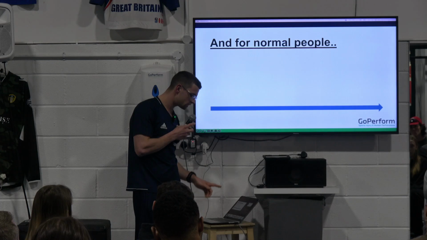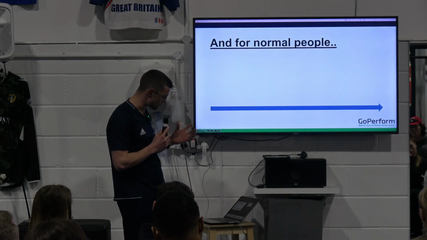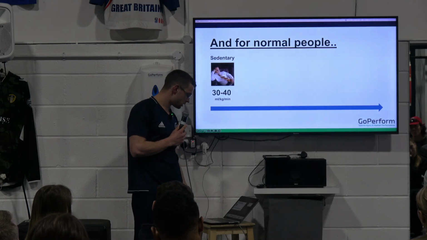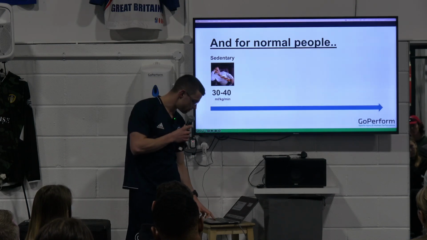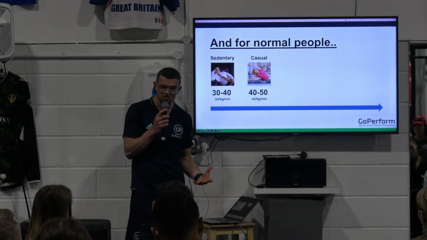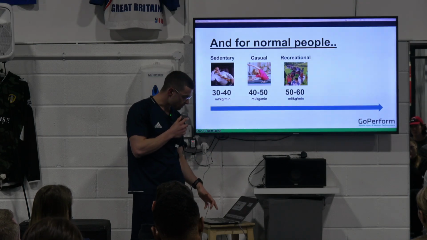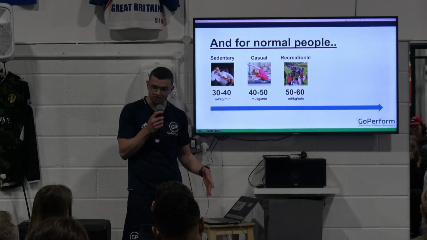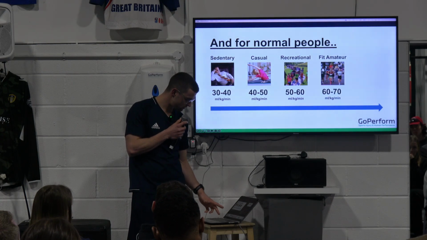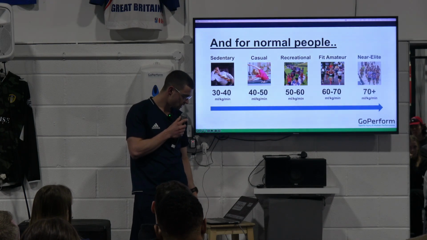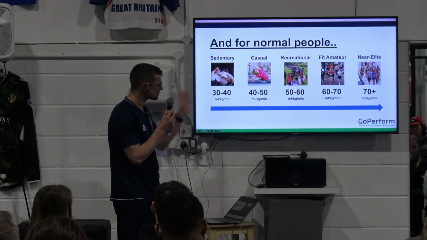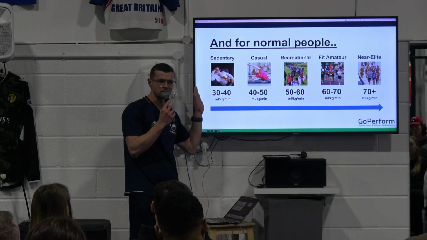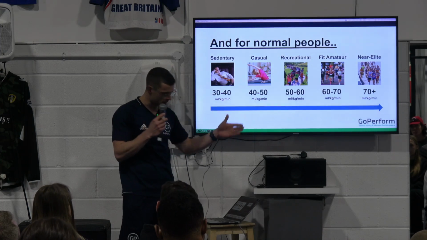So looking at normal people. For people who don't do a whole lot, their VO2 max is probably in the 30s and 40s, it's quite low. Casual exercisers, 40s and 50s. Recreational people, about 50 to 60. Fit amateurs, around 60 to 70. And then nearly 70 plus, okay? So it goes from like 20 to 30 all the way up to 70 plus. So it's a big range.